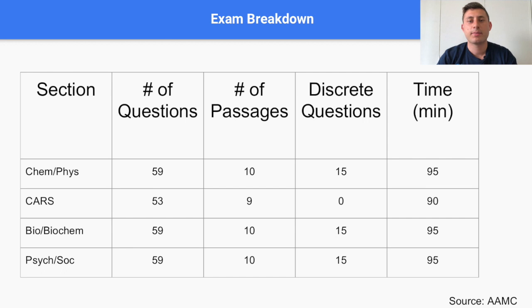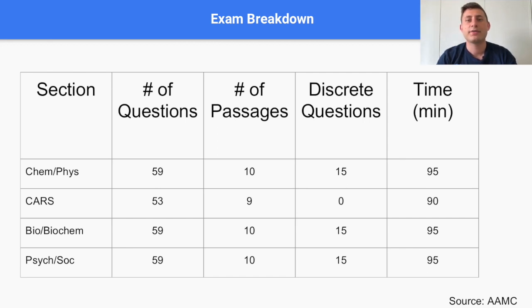Alright, so a quick exam breakdown. If you take a look at the 3 science sections, which is going to be your Chem Phys, the Bio-Biochem, and Psych-Soc, you'll notice that they all have the exact same information. So they have 59 questions in each of those sections. There's going to be 10 passages, and a majority of the questions are going to be based off of those passages. But then you also have 15 discrete questions, which are essentially standalone questions that are testing your content knowledge in those areas and are not requiring you to use a passage and apply that information to the question.